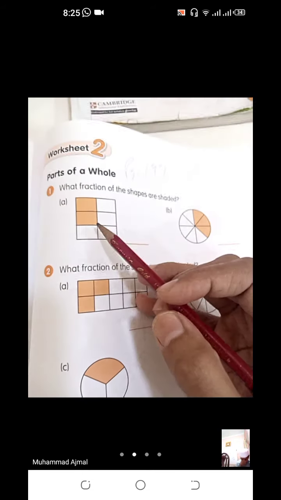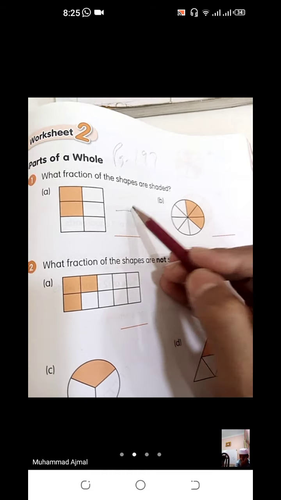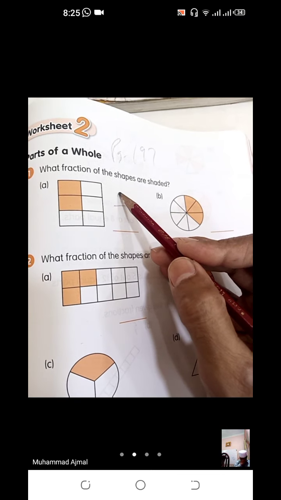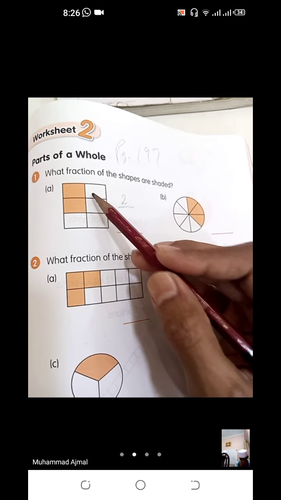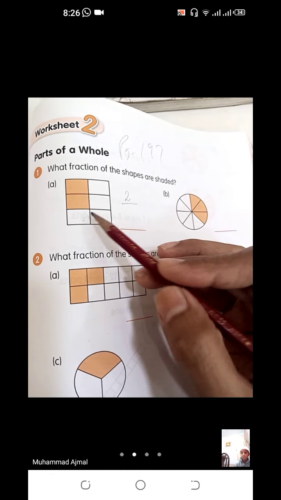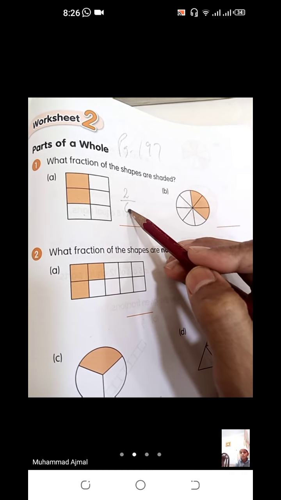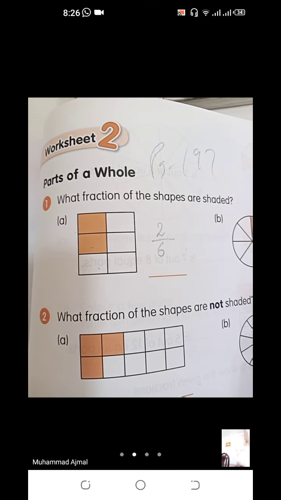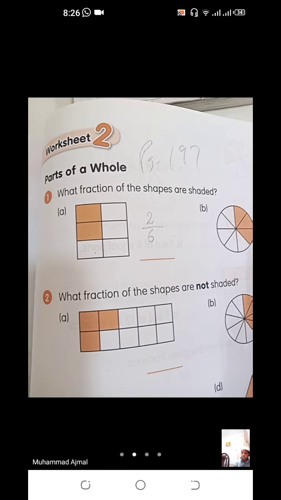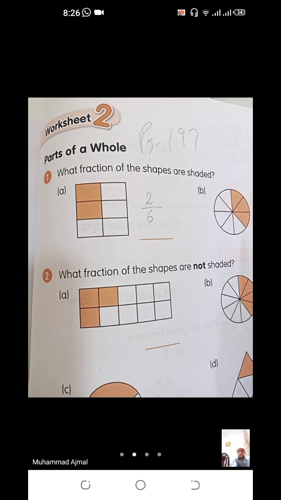Look here, there are two parts shaded, so we write 2 above, and total parts are 6, so we write 6 here. So the fraction for the shaded part is 2 over 6. Just like this all questions will be done.